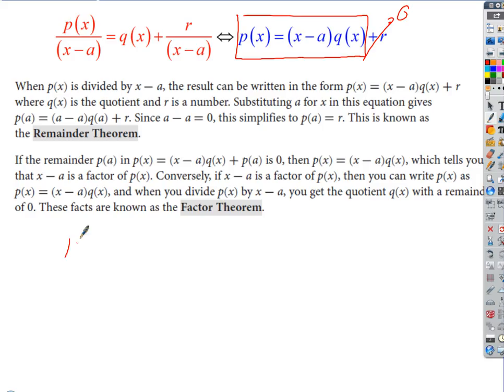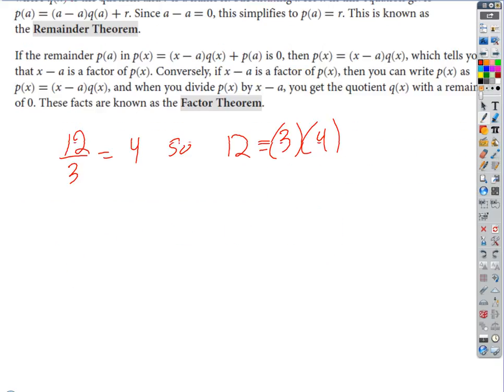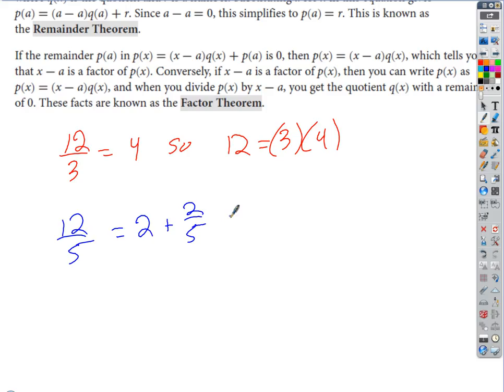Let's say that we divide 12 by 3. What do we get? 4. So another way of saying that is 12 equals 3 times 4, right? Okay, let's compare that to what happens if I divide 12 by 5. What do I get? I get 2 and how much? 2/5 left over. So another way of saying that is 12 equals 5 times 2 plus 2.